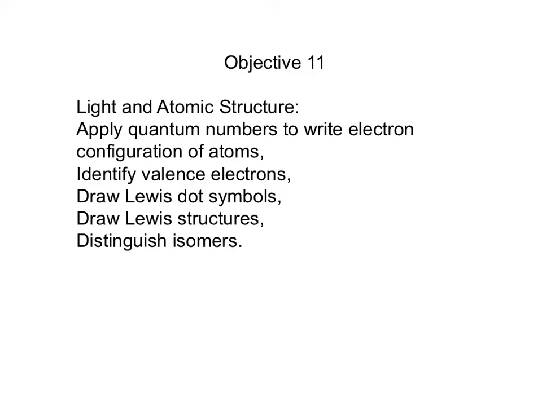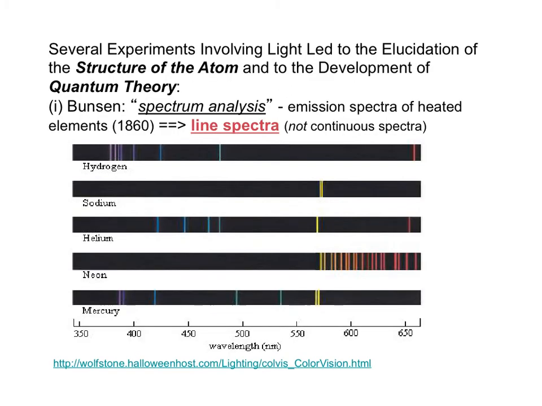In this video, we're going to look at how experiments involving light led to our current understanding of the structure of the atom. These experiments also led to the development of quantum theory, which we use to describe an electron in an atom. We'll look at how electrons are distributed around the nucleus of an atom, identify the electrons which are responsible for bonding atoms together to form molecules, and look at the structure of molecules.